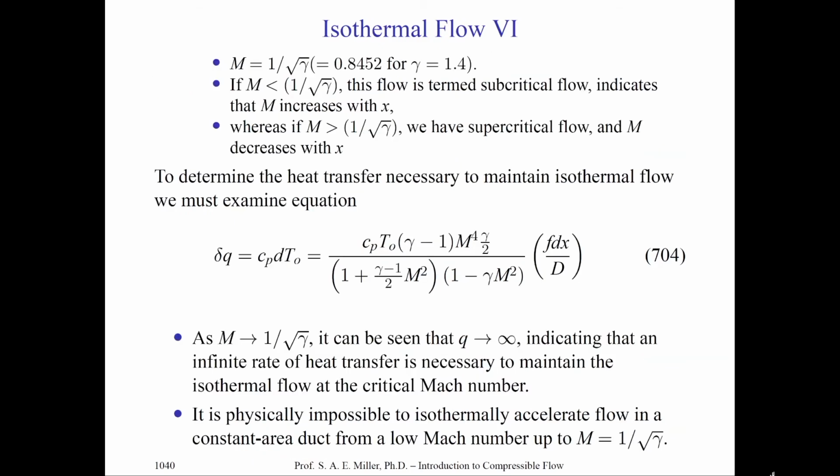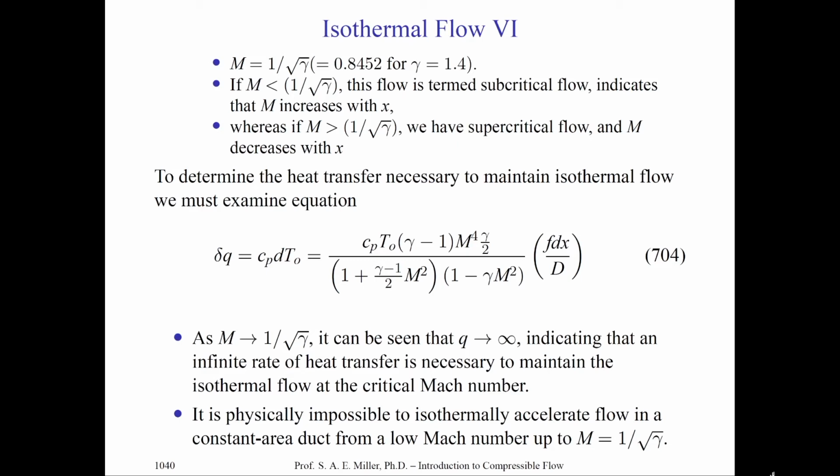Now, if m equals 1 over the square root of gamma, and for gamma 1.4, for say air, it'll turn out to be a value of about 0.8452, which is a subsonic high-speed Mach number. That's indeed the critical Mach number where the singularity happens. Now, if Mach number is less than that value of 1 over the square root of gamma, then this flow will be called subcritical, and it indicates that the Mach number will increase with x.